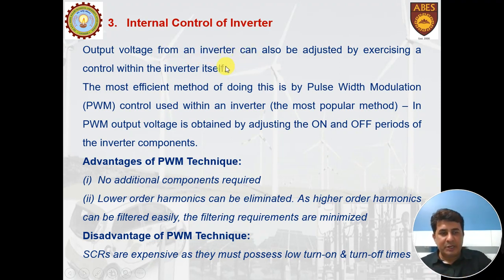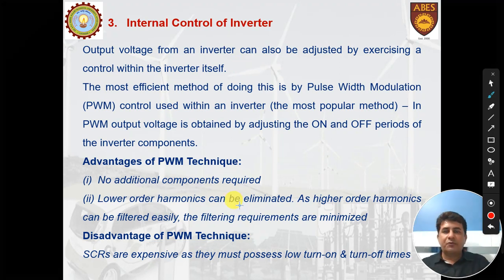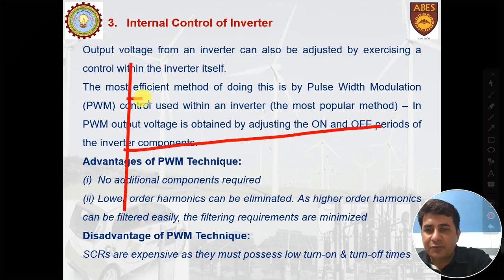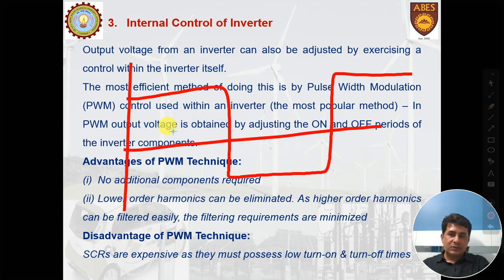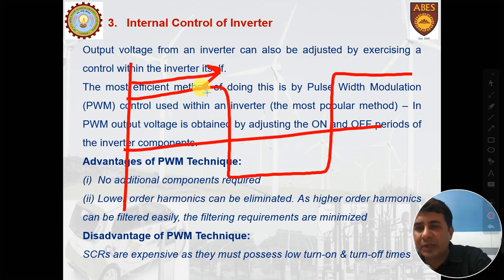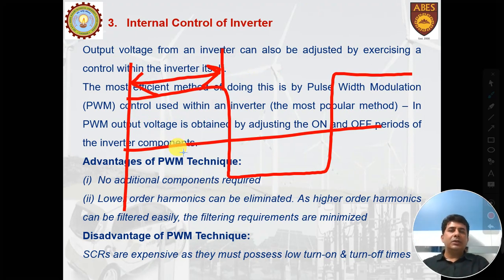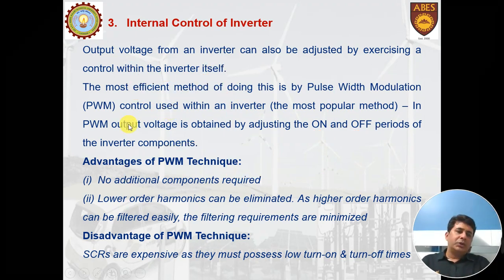Just try to recall. Let me draw the waveform of a single phase inverter. A single phase inverter gives you this type of waveform. Now in this waveform, this is the pulse width. By controlling this pulse width, we can control the voltage. If this pulse is reduced, the voltage will be reduced. So by controlling the width of this pulse, you can control the voltage of the inverter.